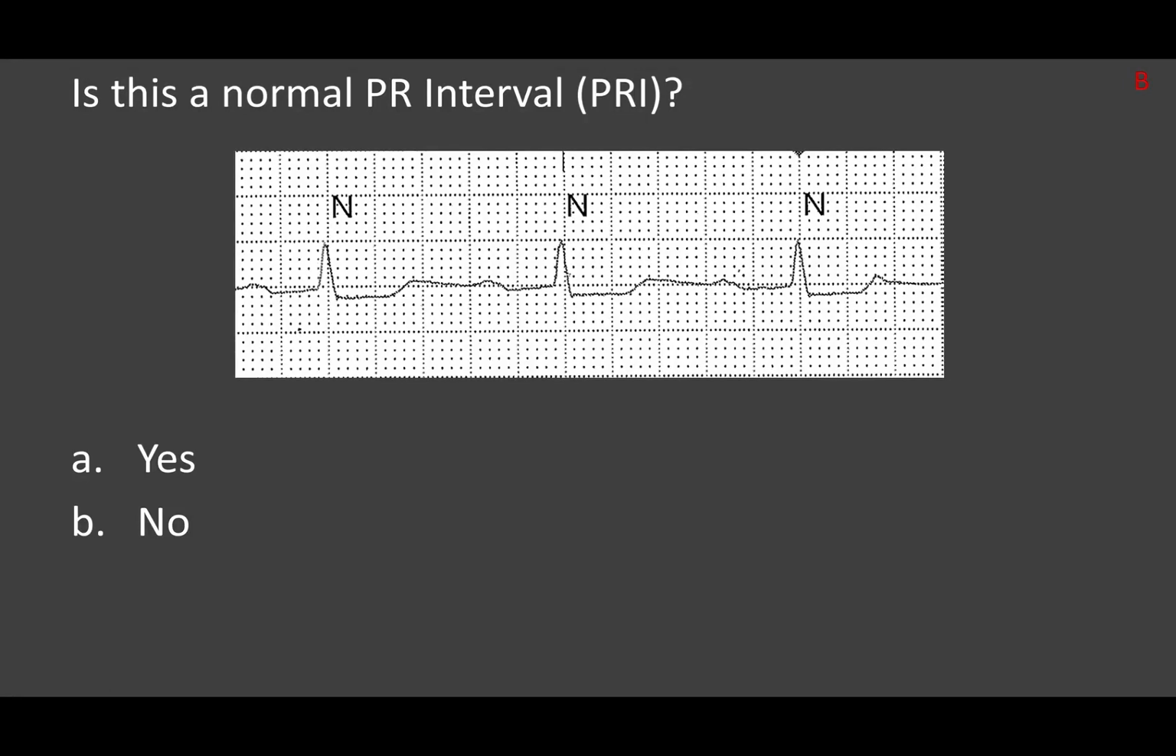Is this a normal PR interval, PRI? What you'll have to do is measure it and figure out exactly how long it is. I will give you the hint that normal is 0.12 to 0.20 seconds. And you'll have to be able to measure this out and figure out what's going on. I'll tell you right now, the answer is no. That's much longer than it needs to be because the PRI is larger than a single big square, which is your quick and easy cheat to figure out.